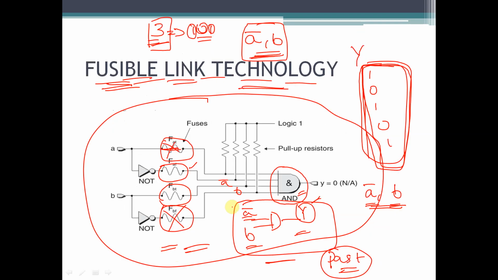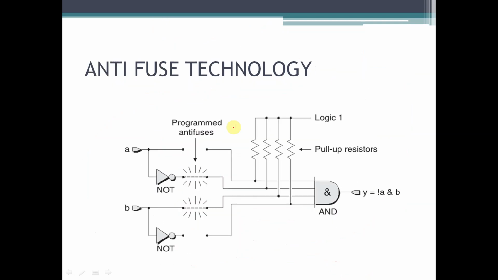The disadvantage of this fusible link is that after removing the connection, we cannot establish it again. So we cannot use this fusible link technology because we cannot re-establish this connection. Once the connection is cut, it's cut.